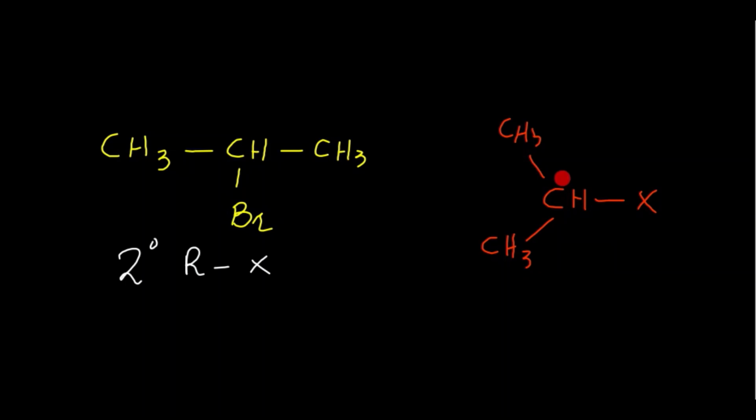How can we say this is secondary carbon? Since this carbon is directly attached with 2 more carbon atoms. The halogen atom is attached with secondary carbon, so this alkyl halide is secondary alkyl halide. I hope this is clear to you, students. Now we will see the next type of alkyl halide. Next we will study about the tertiary alkyl halides.